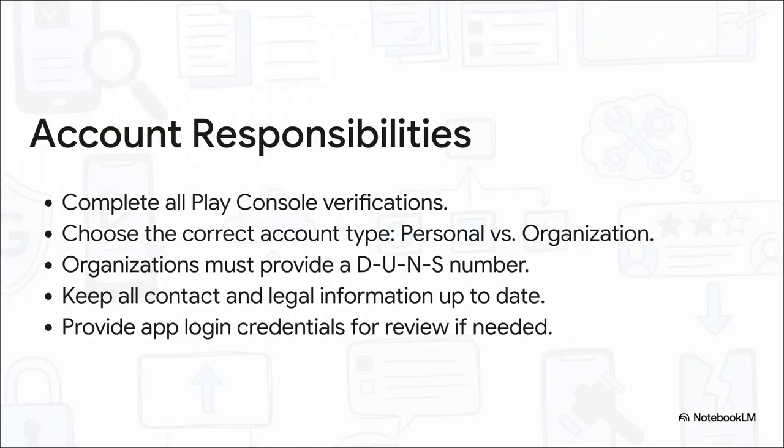It all starts with the basics of your account, just getting your house in order. That means finishing all the verifications and picking the right account type. For example, if you're an organization, you're going to need a DUNS number, which is just a unique code that helps Google verify you're a real business. Keeping all your info current isn't optional, it's essential. Think of this as the foundation for a healthy developer account.